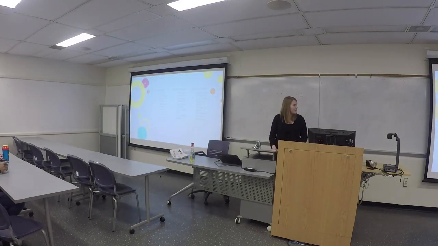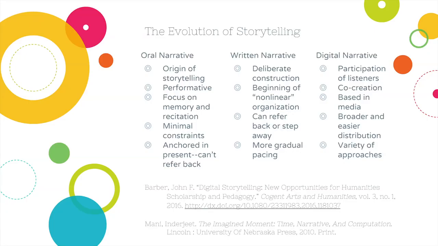Most of you probably know this already. There's been an evolution of storytelling over time. We started with the oral narrative. It's the origin of storytelling. It's very performative. It relied on memory and recitation, passing it from word of mouth and repeating, and it would change because of that. It had a variety of uses in teaching lessons and relaying information. There wasn't a lot of constraint to it because since it was just repeating and reciting, you could bring in all sorts of different changes or shorten it or lengthen it. But it was very in the present, very in the now. You couldn't refer back like you would a book. You were stuck with whatever you were being told at the time.